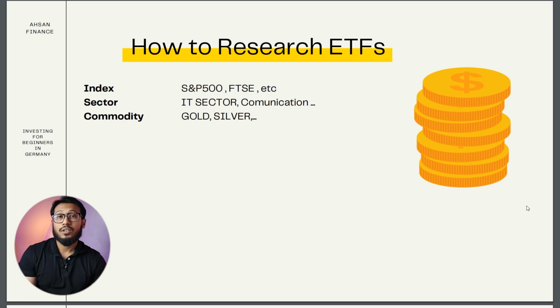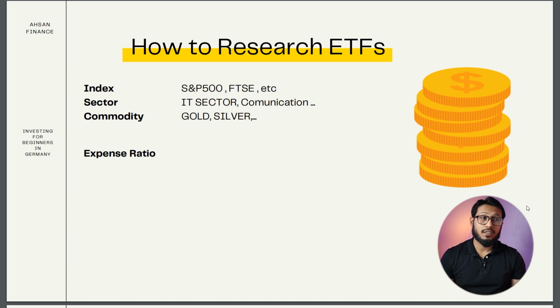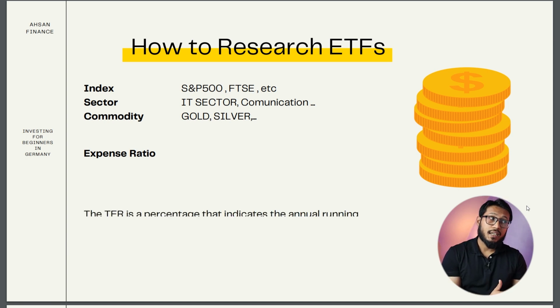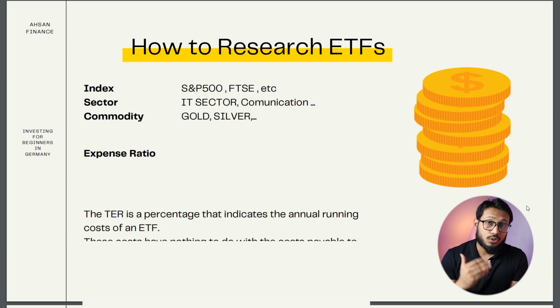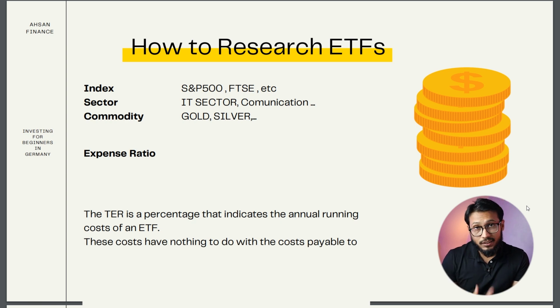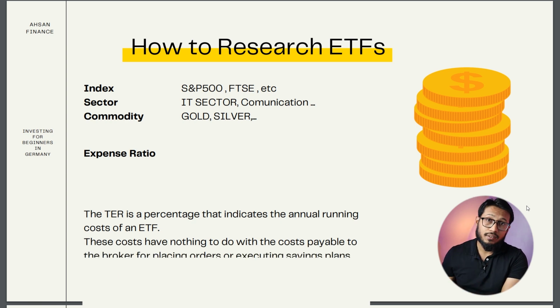The next thing that we look into is the total expense ratio. The TER, or the total expense ratio, is a percentage that indicates the annual running cost of an ETF. The total expense ratio has nothing to do with the cost that you pay to your broker for placing or executing orders. These are totally different maintenance costs for your ETFs.